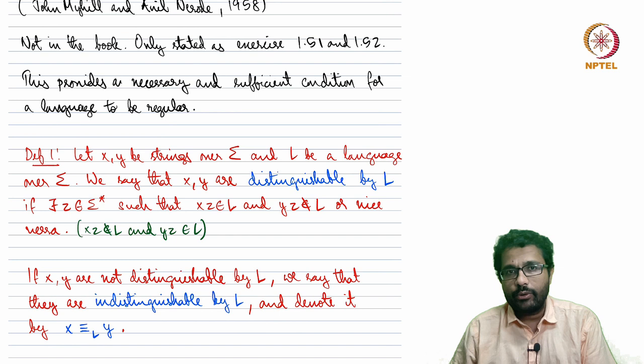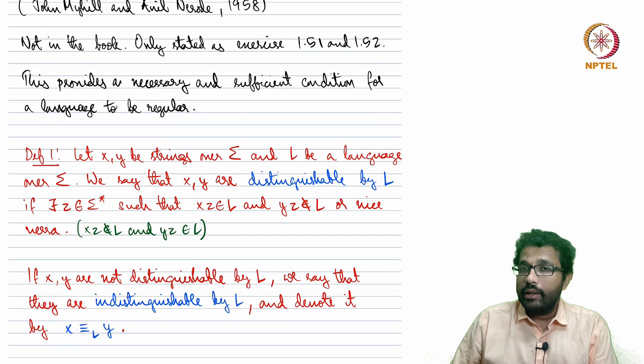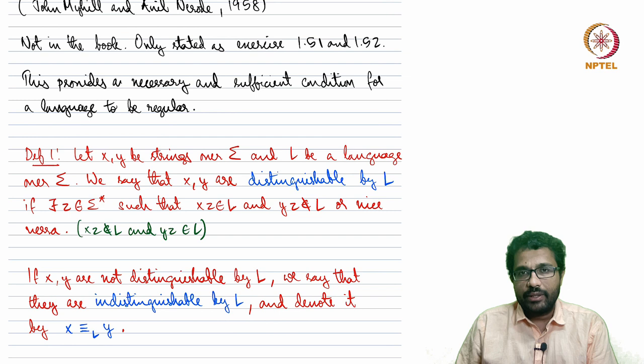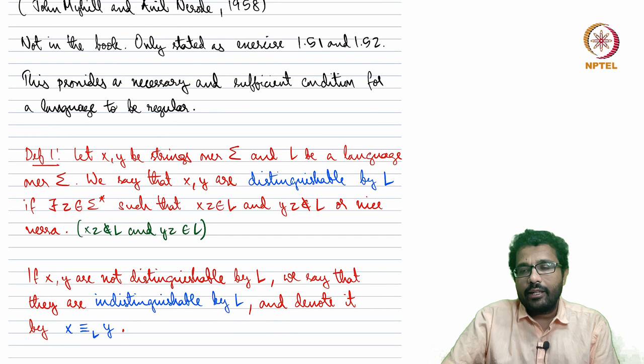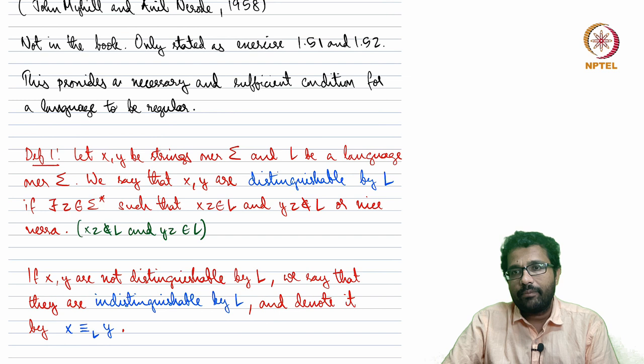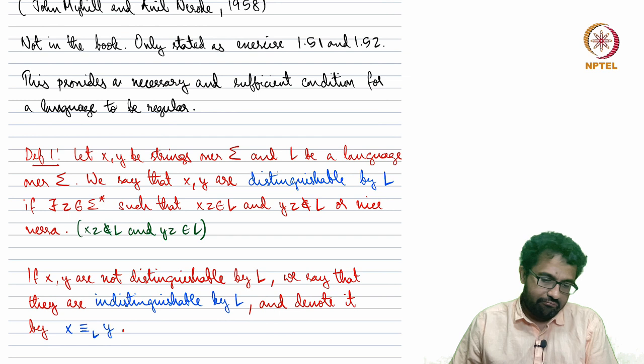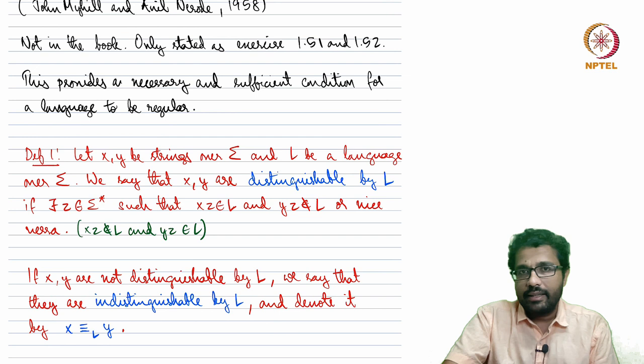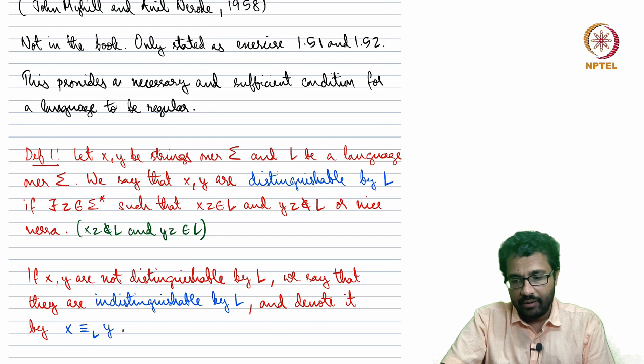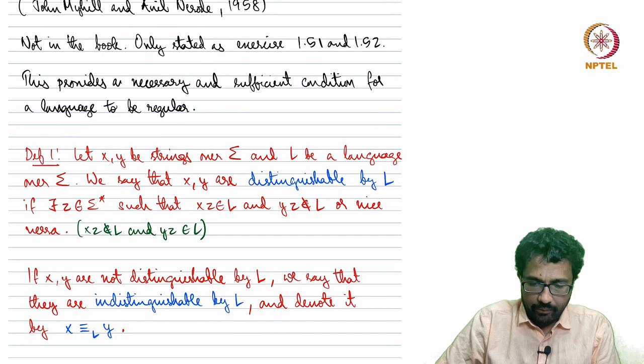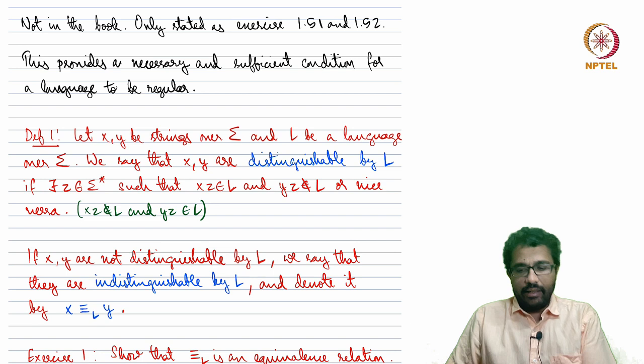For instance, suppose X is in the language and Y is not in the language, then automatically they are distinguishable by the language, because one Z that works is the empty string epsilon. X appended by the empty string is X itself, which is in the language, and Y appended by the empty string is Y itself, which is not in the language, right? So if one of them is in the language and the other one is not, we are automatically done, right? However, X and Y may both be in the language, but then maybe there is a Z such that when you append that Z, XZ belongs to the language and YZ does not, or the opposite, right? So that is the definition, distinguishable by the language L.